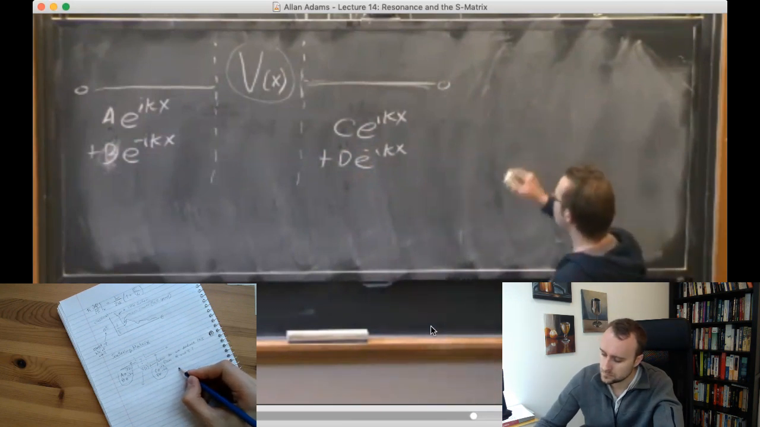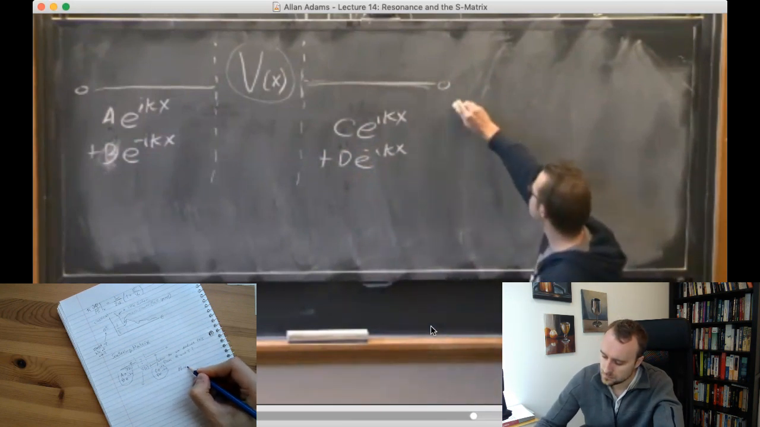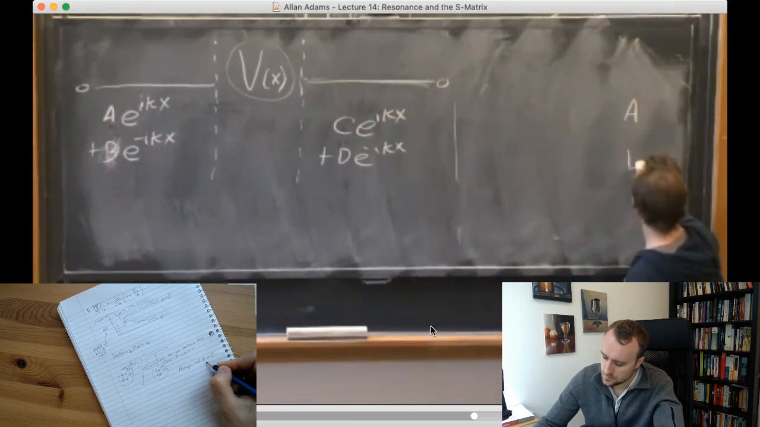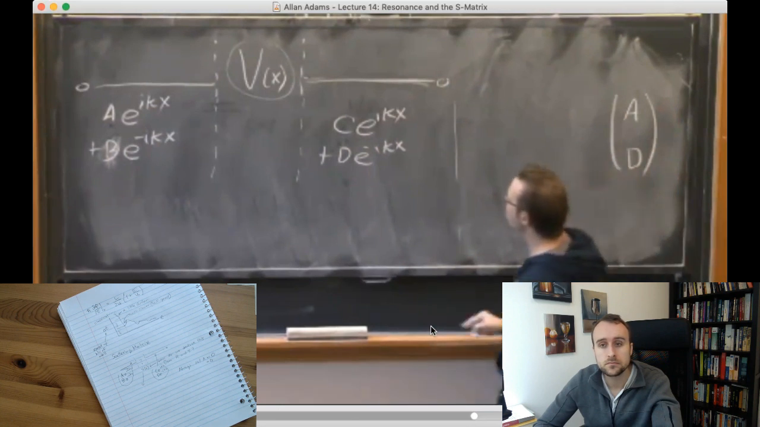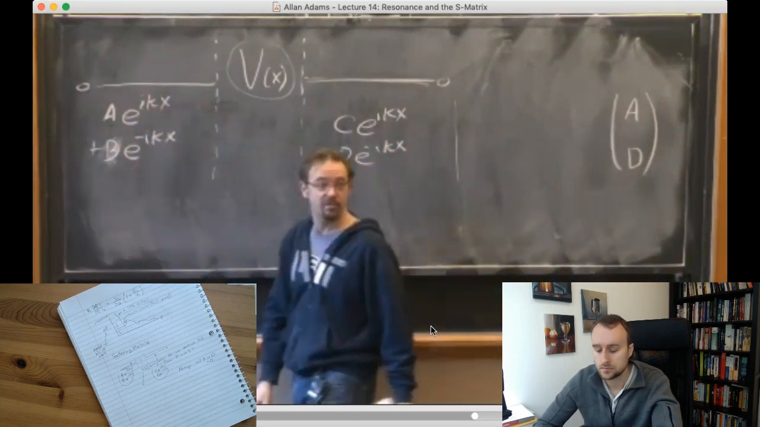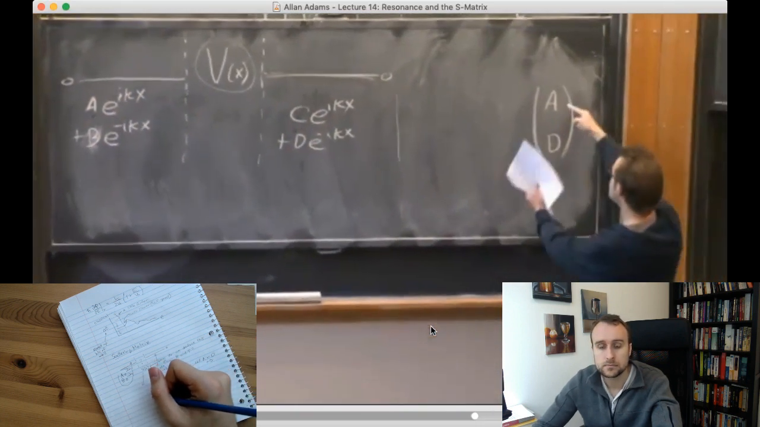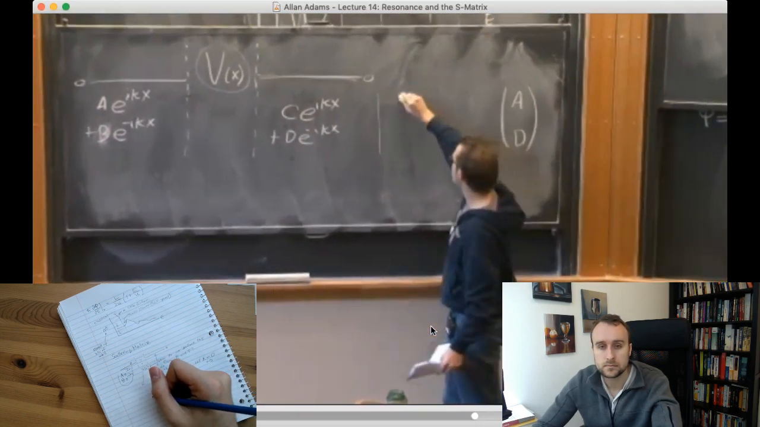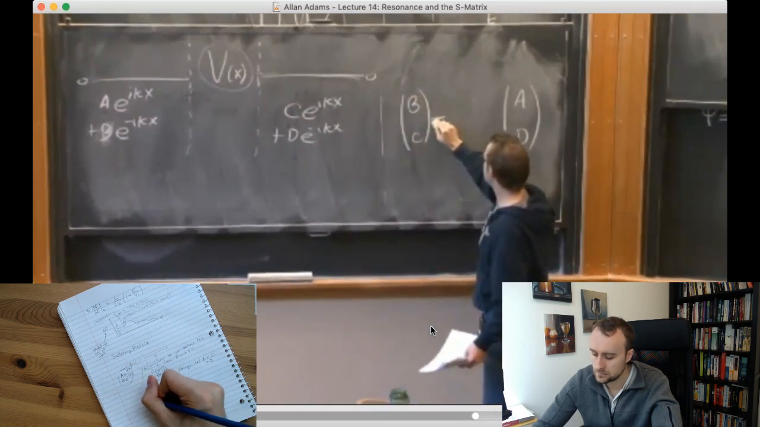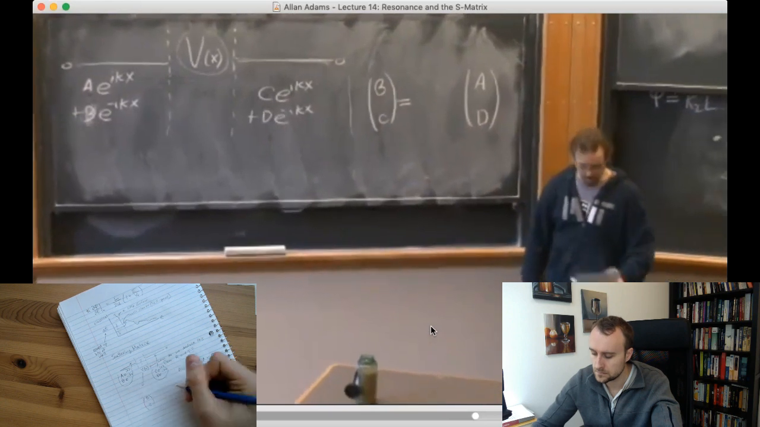And more generally, we can ask the following question. Suppose I send some amount of stuff in from the left, and I send some amount of stuff in from the right, D, then that will tell me how much stuff will be going out to the right and how much stuff will be going out to the left. If you tell me how much is coming in, I will tell you how much is coming out, B and C.